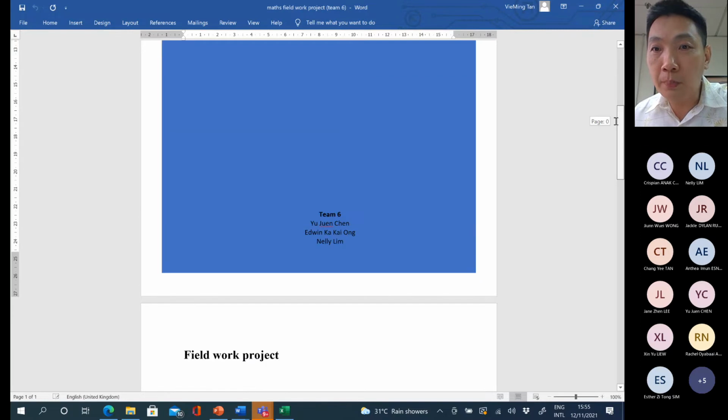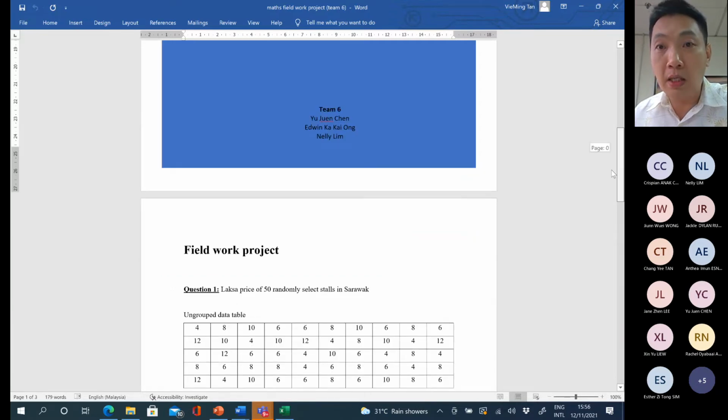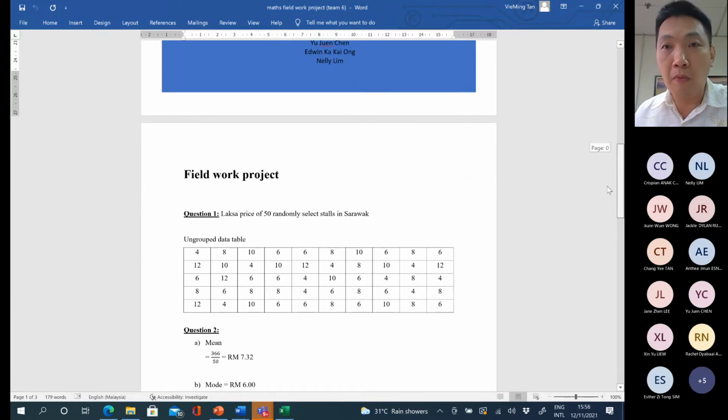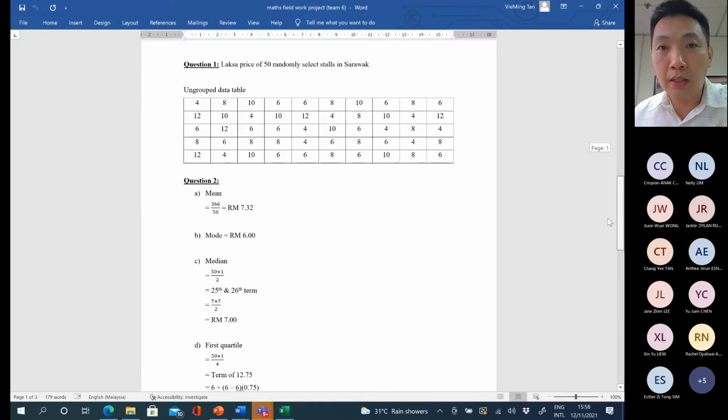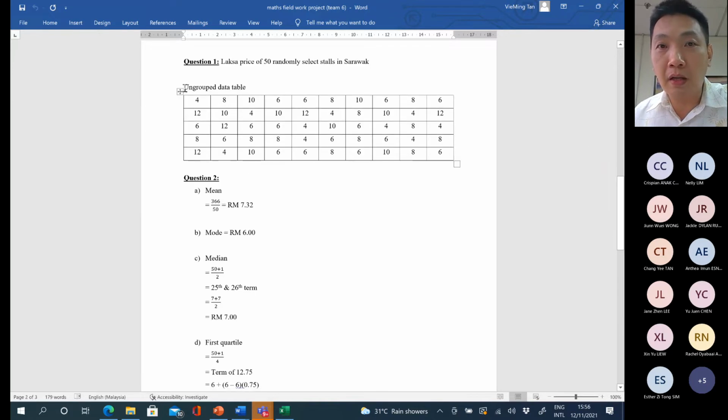For some of the groups, also putting the group members is good, so that I know who are the group members in your team. It's easy for me to check also. So it's good that you have a cover page. Even though there is no marks, it's good to put a cover page to indicate your group members' names. I think this is also the same as group number 5. Need to sort the data in order to get full mark.